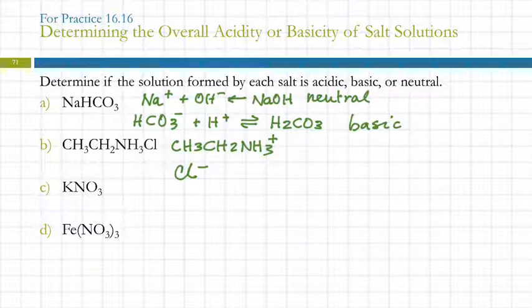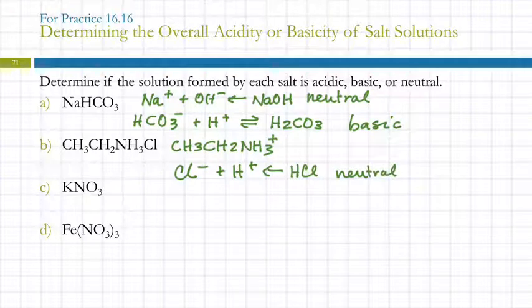So we're more comfortable with chloride. Let's look at chloride first. So chloride is the conjugate base of an acid, but what kind of an acid? A strong acid. So this is pH neutral. It's not going to contribute to any pH change.